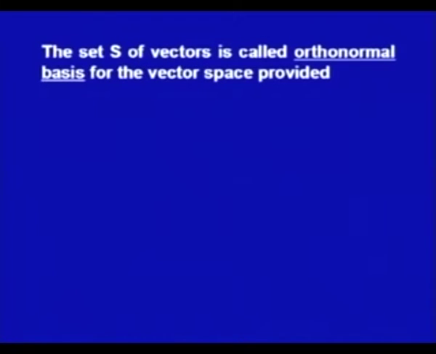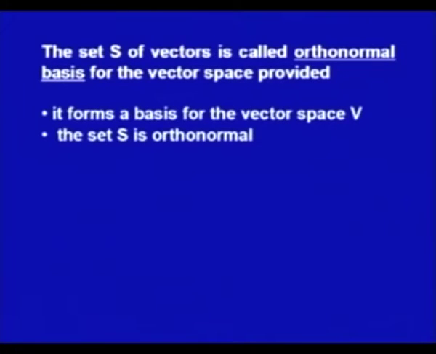The set S of vectors is called an orthonormal basis for the vector space provided it satisfies two properties. One is that it forms a basis for the vector space V, and the second is that the set is orthonormal. We are defining a basis for a vector space, but now we are interested in an orthonormal basis. So first it should form a basis for the vector space, and then it should have the additional property that the set is orthonormal.